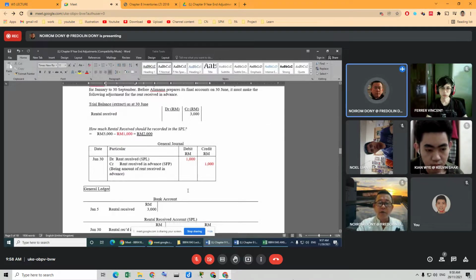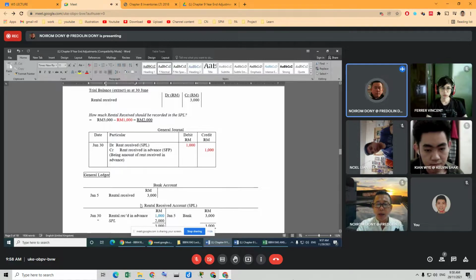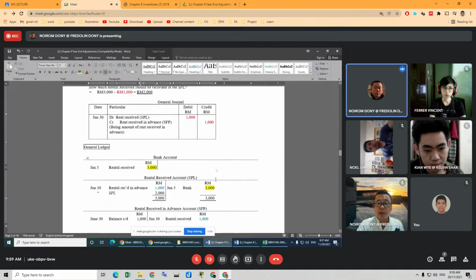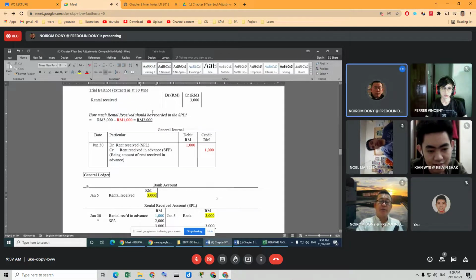Now, in general ledger, since it's already in the trial balance, meaning we have existing accounts, the bank and rental receipt account in general ledger. Rental receipt, as you know, is a credit item, isn't it? So 3,000 will be credited here. This is double entry, 2,000, and then debit the bank account. Okay, that is existing. That is what being reflected in the balance.